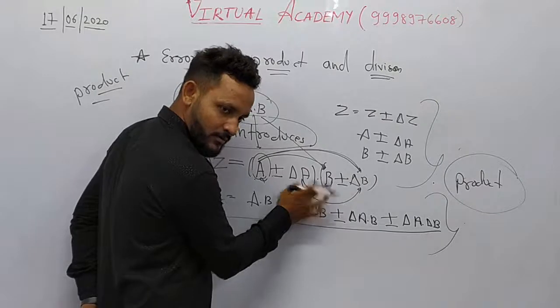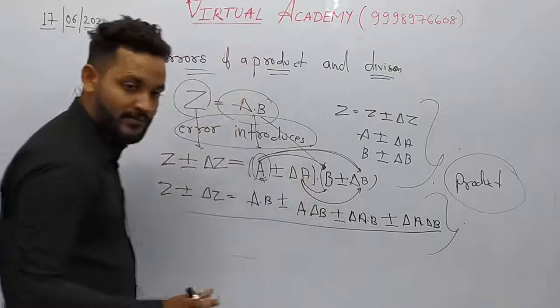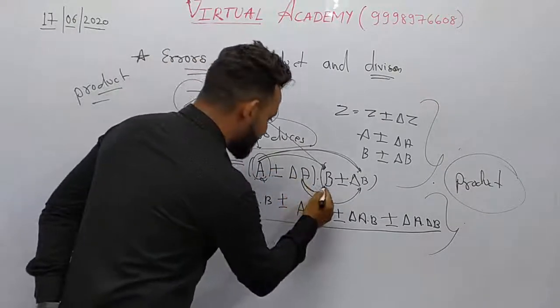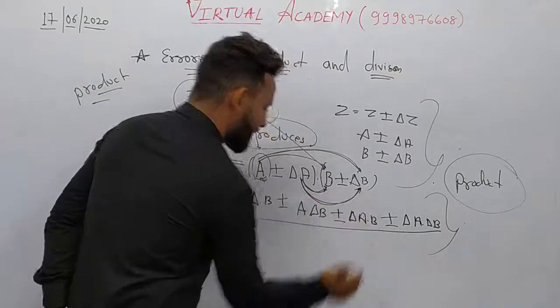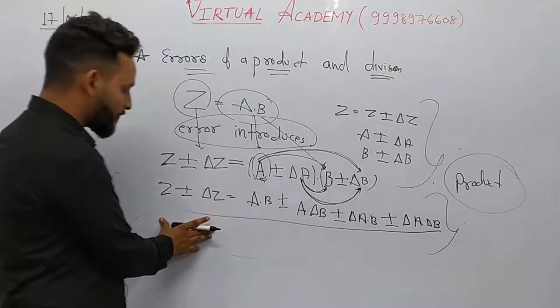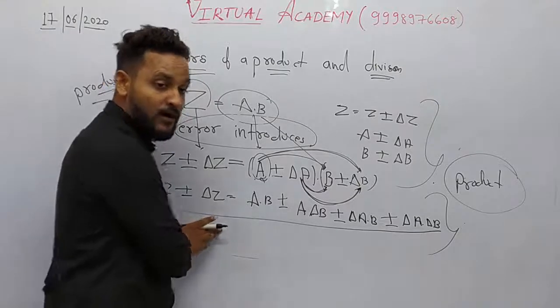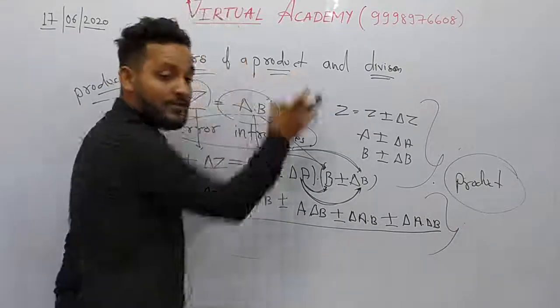हो गया कि नहीं? हो गया. Now what about delta a? So first हमने इससे मल्टीप्लाई किया, now second हमने इससे मल्टीप्लाई किया. After that this equation is follow for what? This equation is follow for our product or the multiplication.